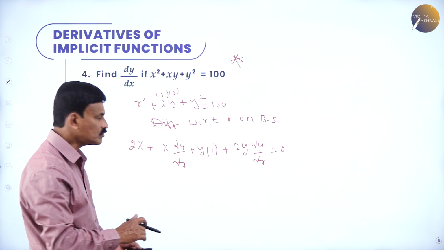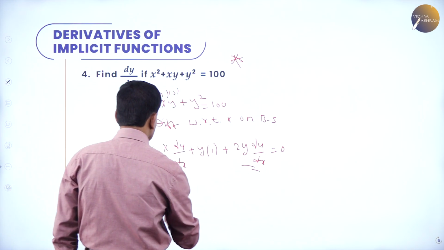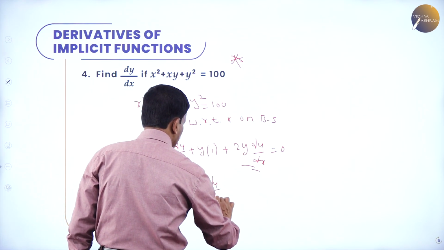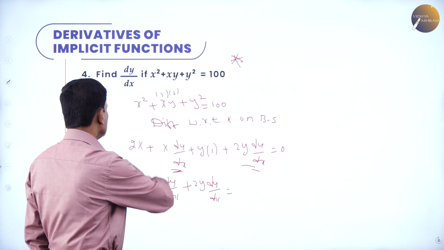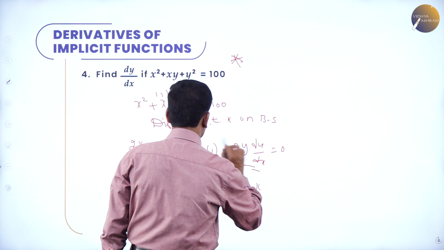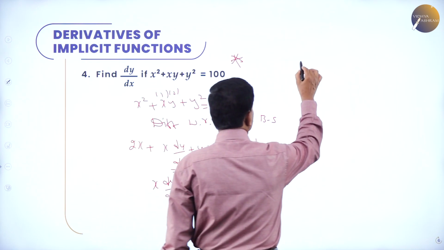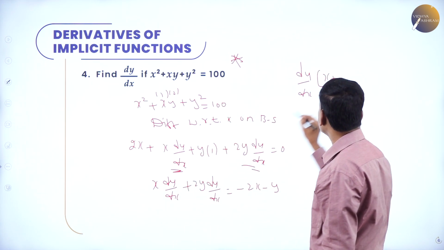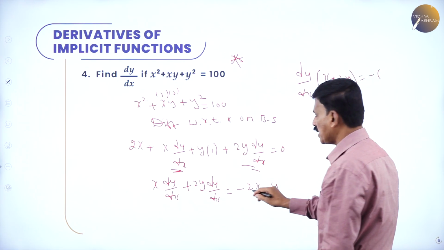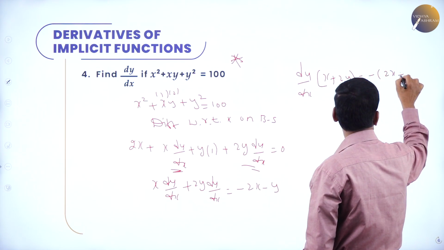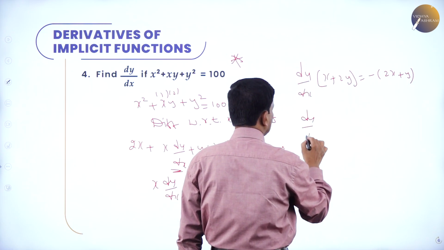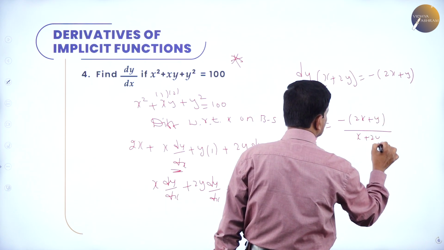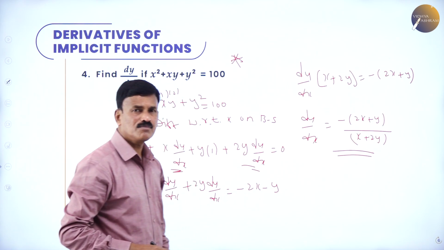This is product rule. Now, here the x, you just make this as one group, x dy by dx plus 2y dy by dx as one group and transfer the remaining terms on the right hand side. So, plus 2x becomes minus 2x and plus y becomes minus y. So, you can take dy by dx out, then what is remaining is x plus 2y is equal to, you can take minus out, what is left over is 2x plus y. Now, therefore, dy by dx is equal to minus of 2x plus y divided by x plus 2y, which is the required answer. Very important problem it is.